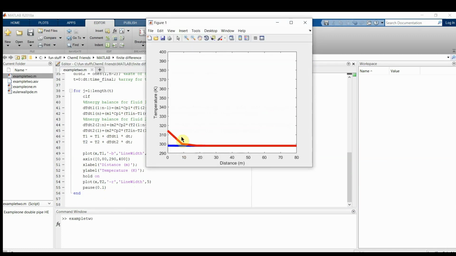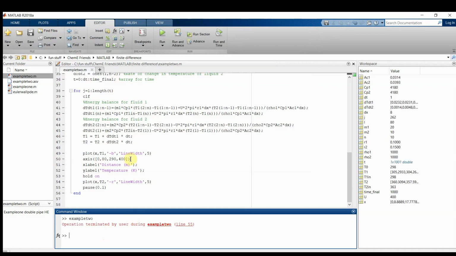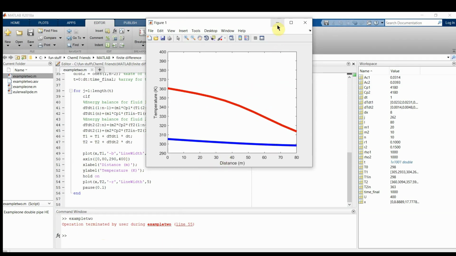and let's see what happens. So you can see here how the temperature changes with respect to time. The red is the hot side fluid and the blue is the cold side fluid. So this will run for, I think, 100 seconds, because we have paused it for 0.1 seconds, and we have put time final equals 1000 seconds. We don't have so much time, so we just have to press Control C because it won't stop as it is. And you can see the point at which we stop the code is this.